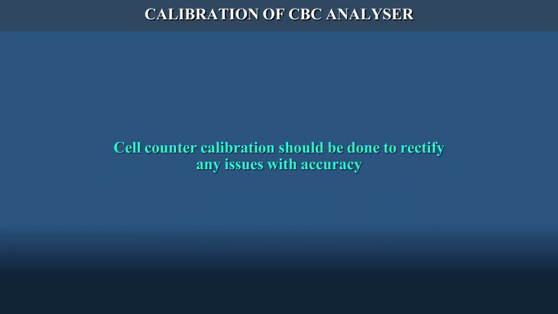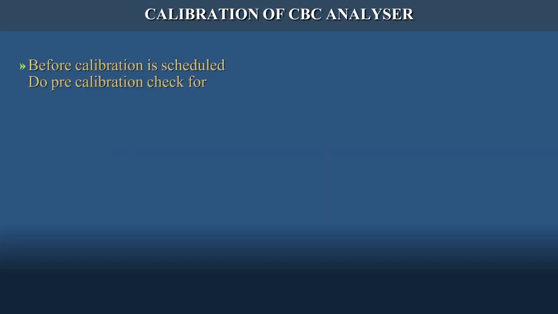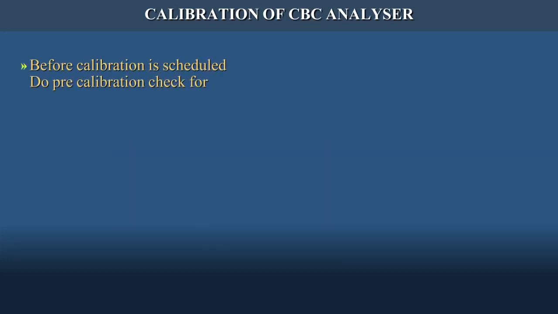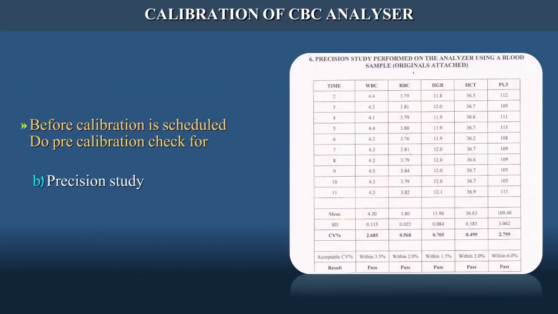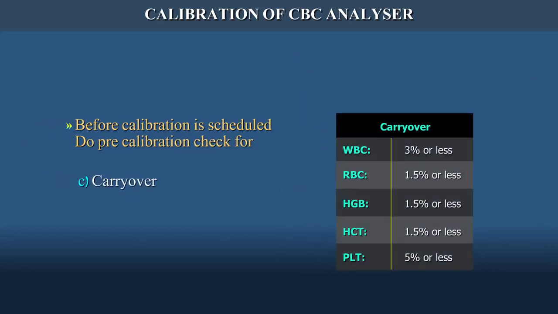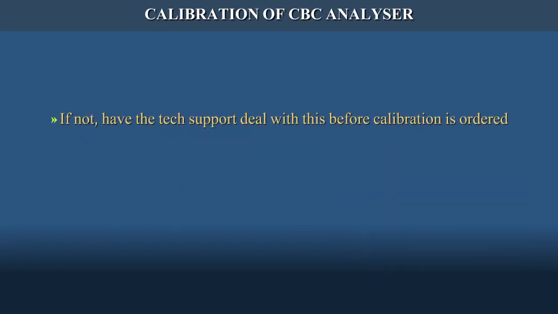A cell counter calibration should be done to rectify any issues with accuracy. Before calibration is scheduled, do pre-calibration check. Background check should be within acceptable limits. Precision study. Carryover. Carryover is the residue of a previous test that can affect subsequent tests, and if present, have the tech support deal with this before calibration is ordered.